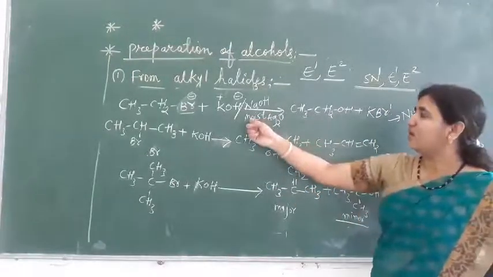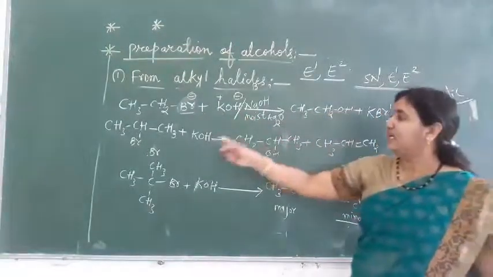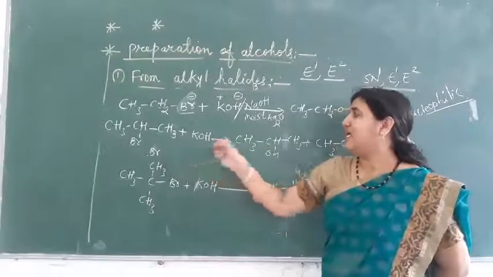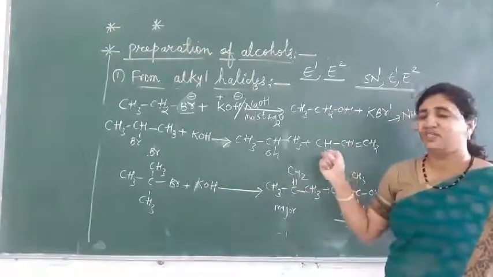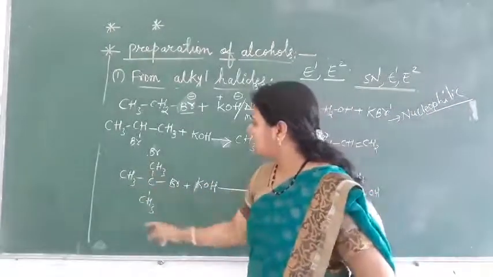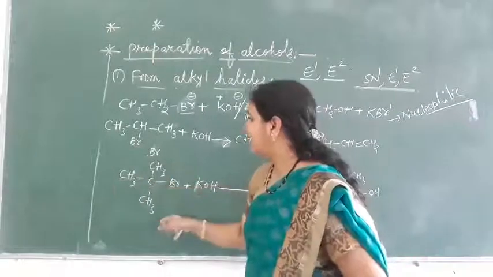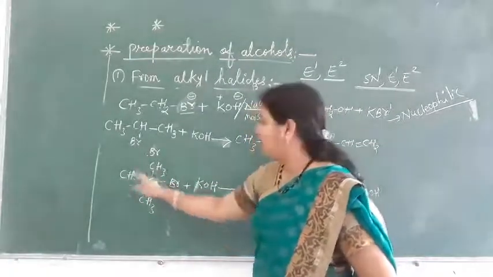A primary alkyl halide will give only primary alcohol. But a secondary alkyl halide will give a mixture of alcohols and alkenes. And the same here for this tertiary alkyl halide. What is its name here? It is tertiary butyl bromide, with 4 carbons.